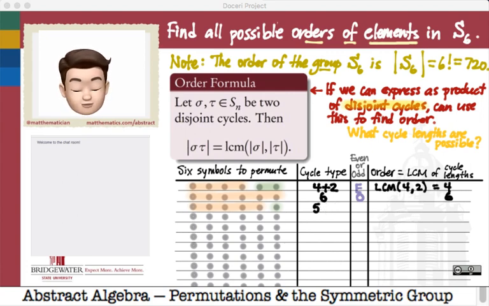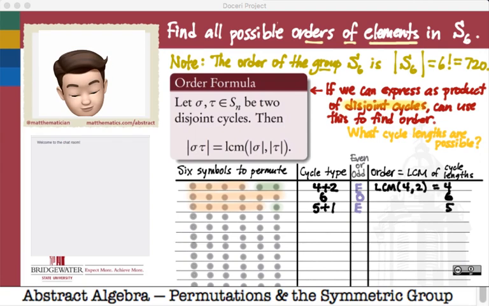But I think I won't. I think I'll call it 5 plus 1, just to be sort of brutal about it. So it's a 5 cycle. That means that its order is 5 as an element of S6, and also that it can be expressed as a product of 5 minus 1, 4 transpositions. So all of my 5 cycles inside of S6 are going to be even permutations.